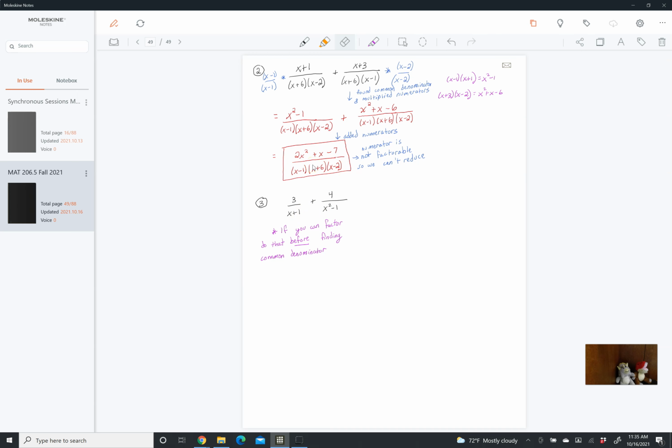Because maybe it'll wind up as a cubic, okay? We know how to factor quadratics. We don't know how to factor cubics, particularly if we can't factor by grouping. So you want to factor so that you can make sure that you get the lowest common denominator. And you'll see what I mean. X squared minus 1 is a difference of squares. So what this is equal to is actually 3 over x plus 1 plus 4 over x plus 1 times x minus 1.